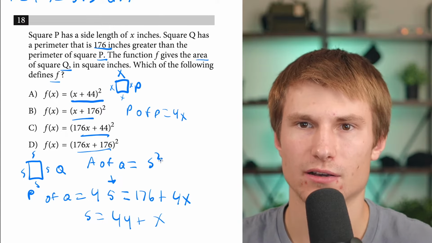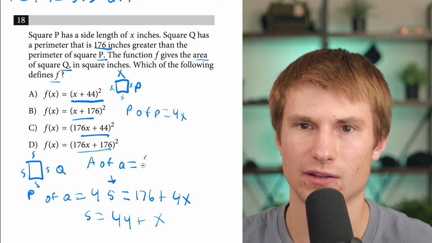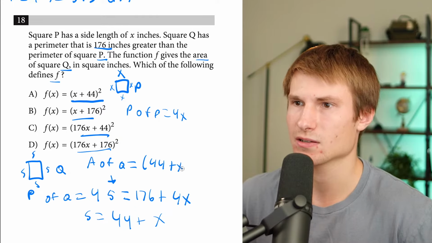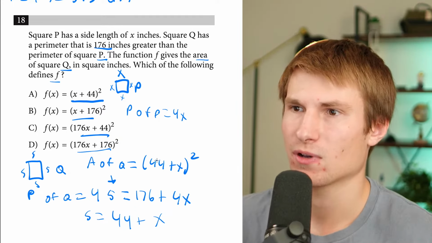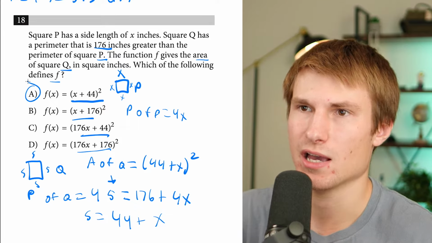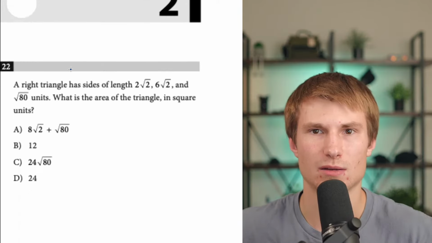Like I said, the area of Q must be s squared. We can go ahead and plug in 44 plus x for s. And we get that the area must be 44 plus x squared. That'll be answer choice A. So A would be our answer there for number 18. Moving on to number 19 now.